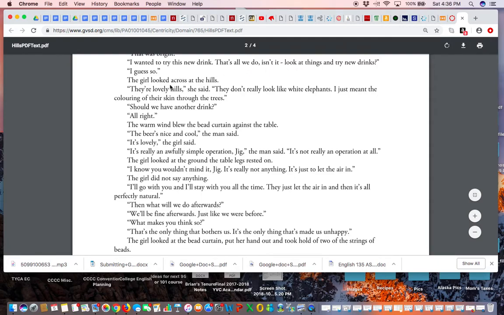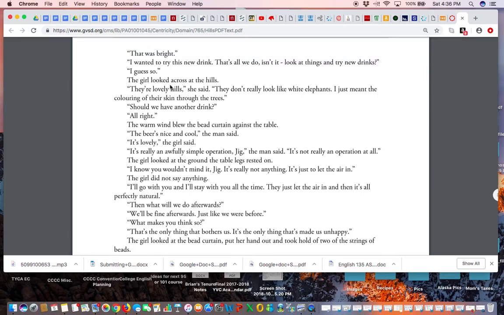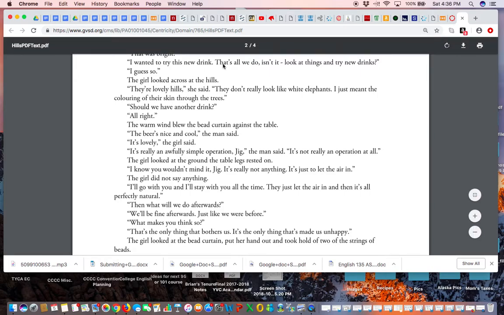I guess so. The girl looked across at the hills. They're lovely hills, she said. They don't really look like white elephants. I just meant the coloring of their skin through the trees. Should we have another drink? All right. The warm wind blew through the bead curtain against the table.